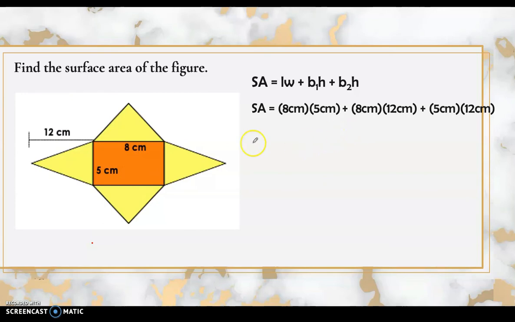So we simplify: 40 square centimeters plus 96 square centimeters plus 60 square centimeters. We add the 3 numbers. We have 196 square centimeters for the surface area of the rectangular pyramid.